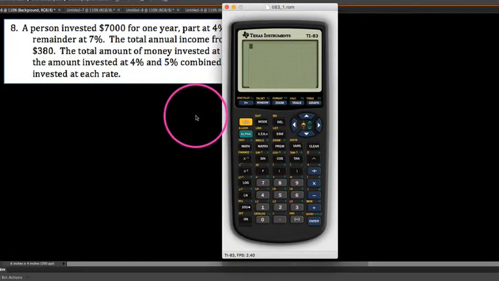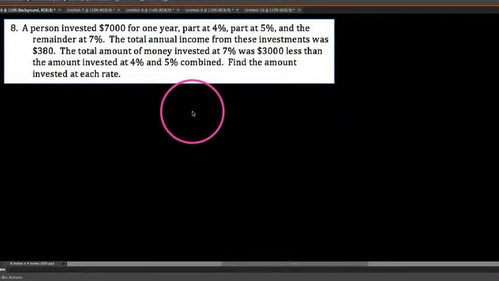Okay, YouTube, this is my last video in my module on applications of linear systems, in which we're going to look at an investment situation. These are pretty common problems that you see from time to time. Let's go ahead and read through it and start by defining our variables here.